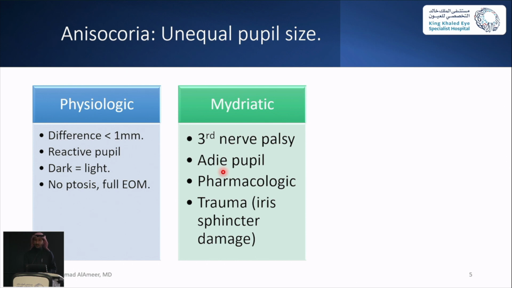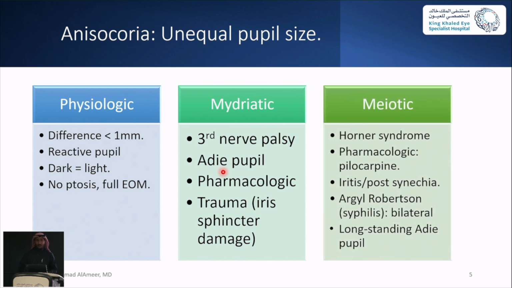Have you seen cases of dilated pupil after trauma or after surgery? Yes. What do you call that if it's after PKP? It's a Urrets-Zavalia. Okay, good, excellent. Or if the miotic pupil is the problematic one, could be Horner, pharmacologic, from uveitis, or Argyll Robertson pupil, mainly from syphilis, or it's from long-standing Adie pupil.